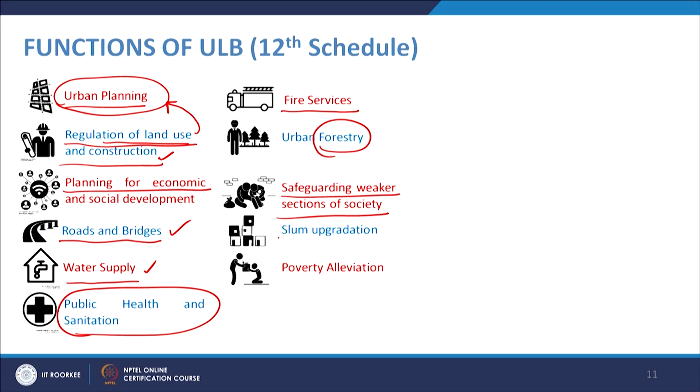Poverty alleviation. Apart from slum upgradation, there are various poverty alleviation schemes funded by the central government, state government and also by international agencies. So, it is also the job of the local government to execute those poverty alleviation programs and to keep monitoring them, so that they can assess whether poverty is being alleviated or not.